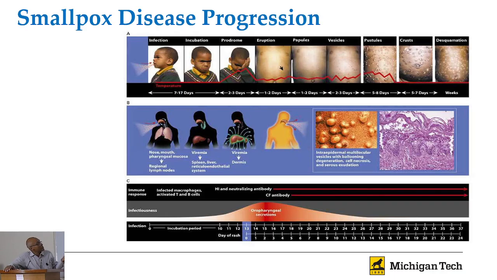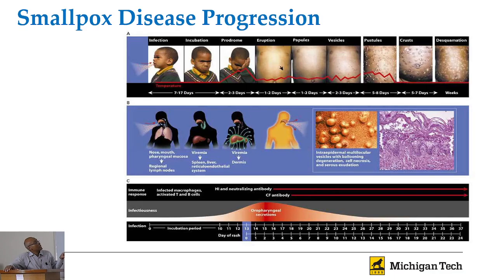That's the A pictures, and the B is also showing how the virus goes in the lung, and then viremia happens, and then it comes to the skin, because the major lesions are shown in the skin. So let's discuss the top A.